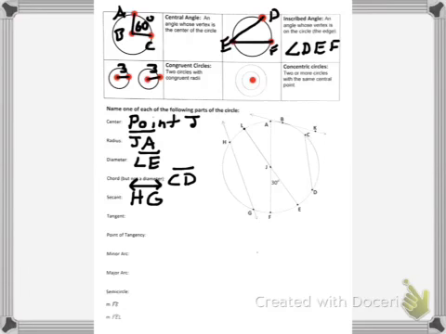Okay, tangent, same thing. A tangent's a line over here, but it only intersects the circle at one point. So you see BK up there at the top. BK would be a tangent. All right, the point of tangency would be the one point where it actually hits the circle, so that would be point B.